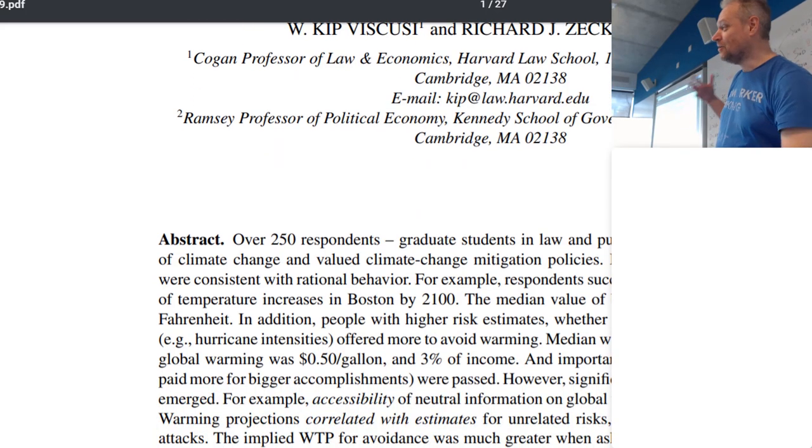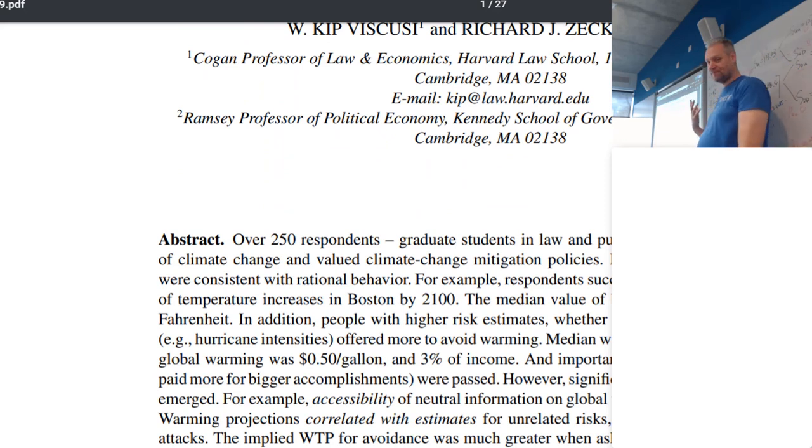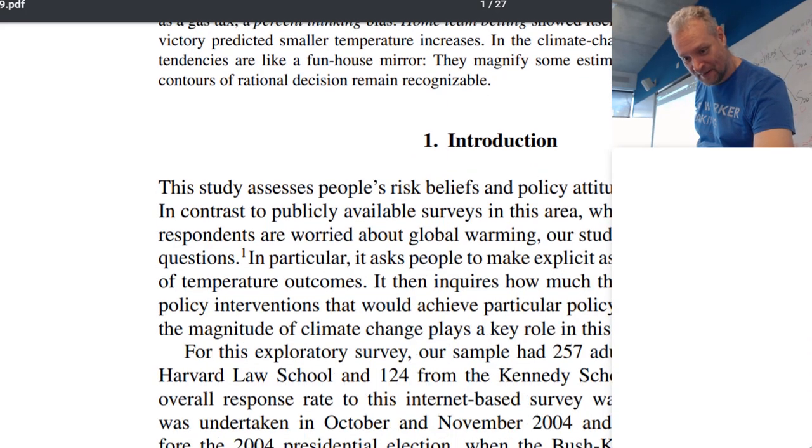Now there is an alternative school of thought started by these two gentlemen that says all this stuff is hugely complicated, hugely uncertain. Let's just estimate people's willingness to pay for climate policy. And forget about projections of future climate, forget about projections of future emissions, forget about projections of future impact. We're just going to ask people, how much are you willing to pay for climate policy?